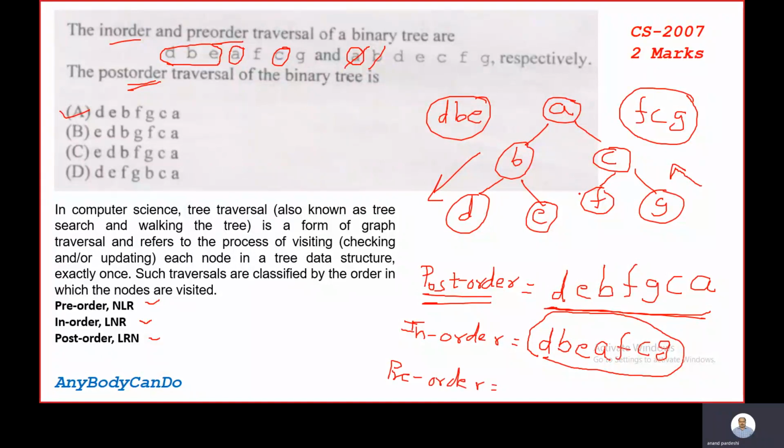So let me write down from the tree. In pre-order traversal, what happened? First we need to visit the root node, which is A, then we will visit B, then we will visit the left of B, which is D, then we will visit the right of B, which is E, then we will visit C, then we will visit the left of C, which is F, and then we will visit the right of C, which is G. And these two they have given in the question: A, B, D, E, C, F, G. They have given these two traversals, in-order and pre-order, and from that we have written down the post-order traversal of the tree. So very simple question for 2 marks.